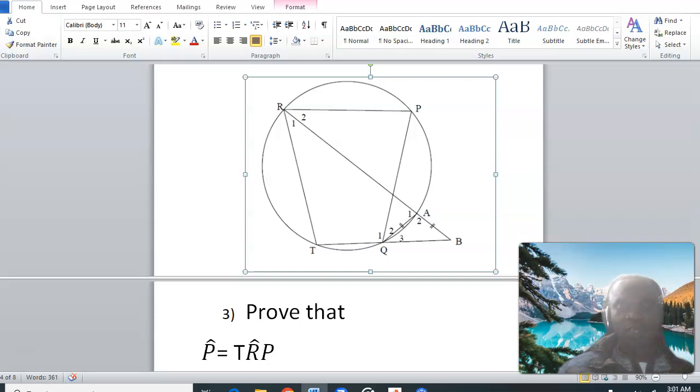The next one, we are still proving. Prove that angle P is equal to TRP. In other words, we need to prove that P is equal to R1 plus R2.